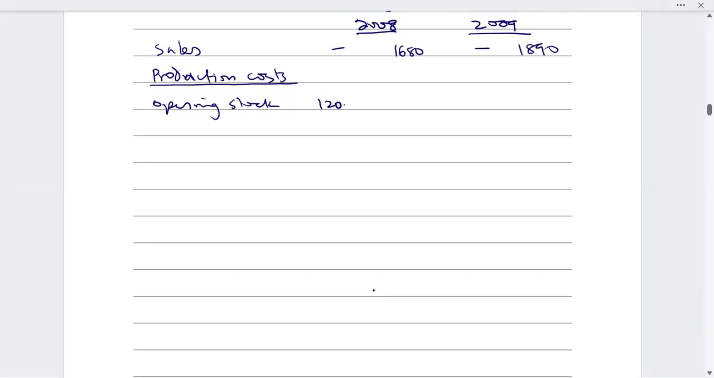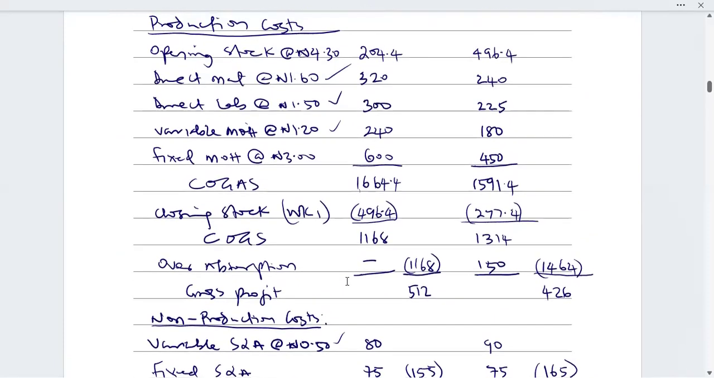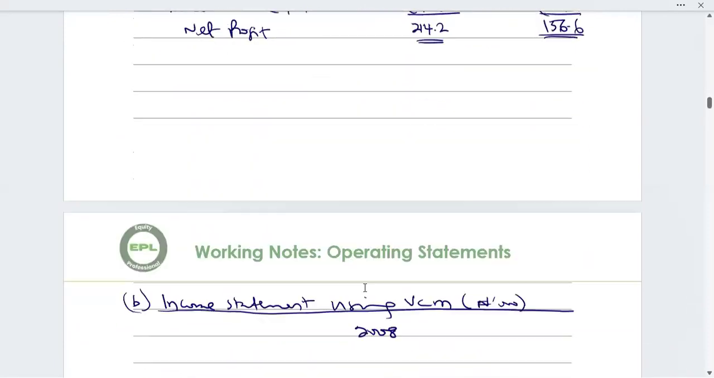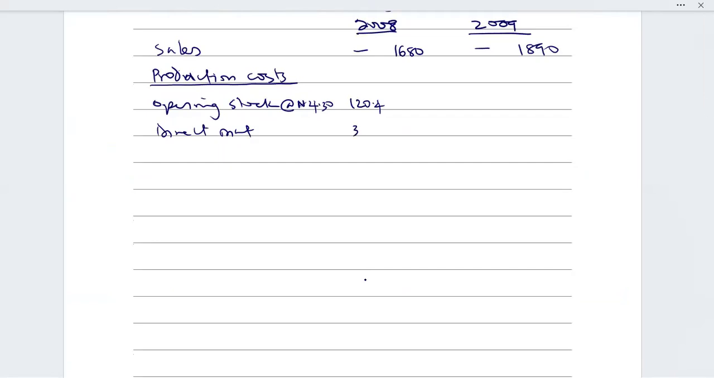Here is 120.4. Let me write this so that it is clearer, at 4 naira 30 kobo. So 120.4. The next item will be my direct material cost. The direct material cost will be the same thing as under absorption because it's the same activity level that is driving it. So direct material cost under absorption is 320. So I would then come with 320.